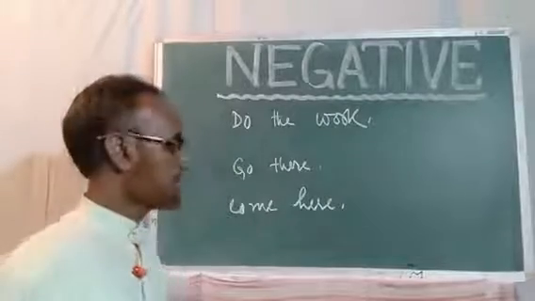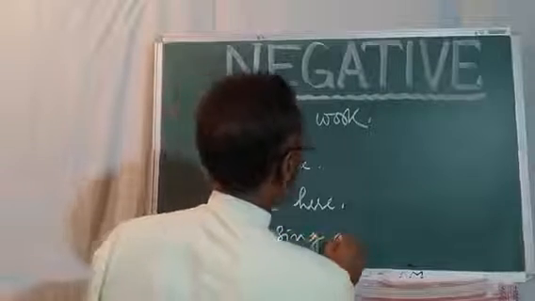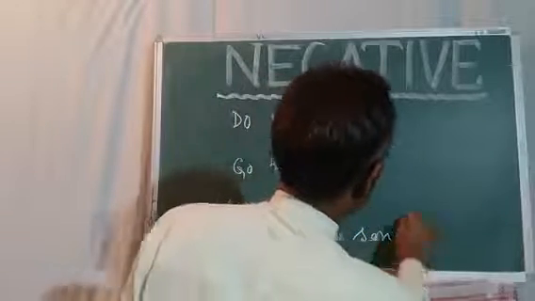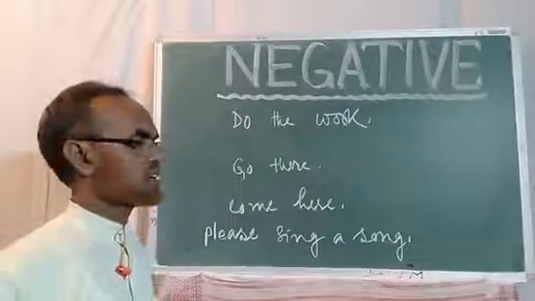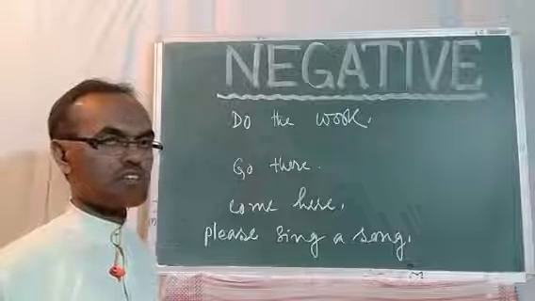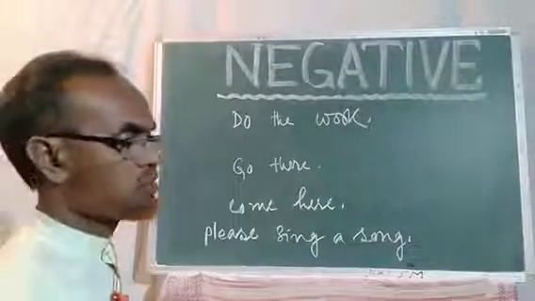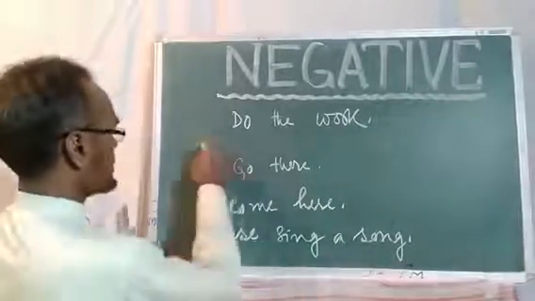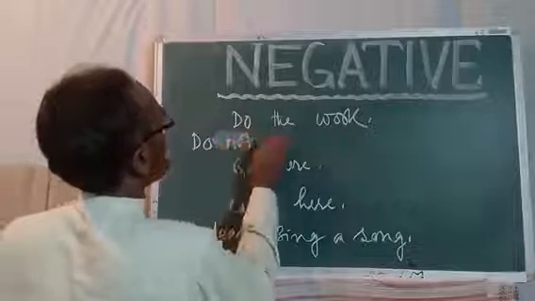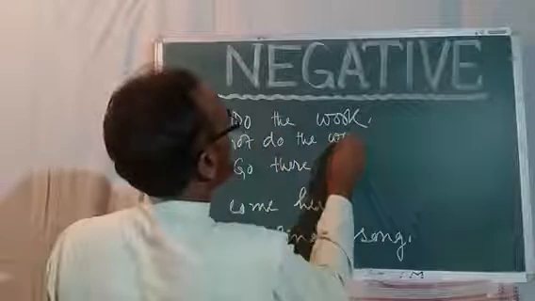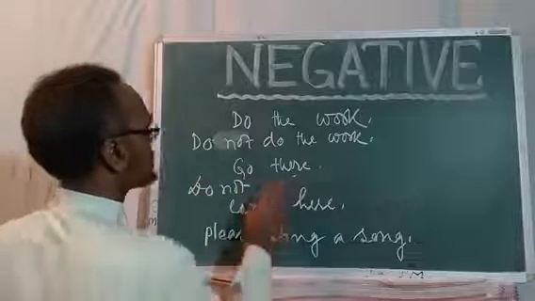Please sing a song. These are imperative sentences. And if we want to turn an imperative sentence into negative, then we have to add do not just before the verb of the sentence. That is, do not do the work. In the second sentence, do not or don't go there.